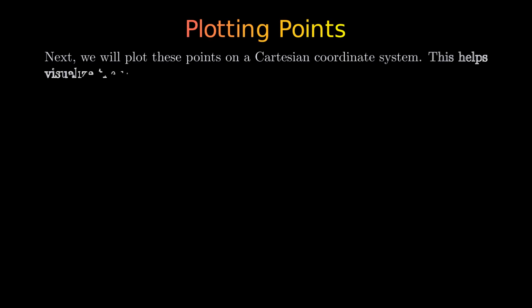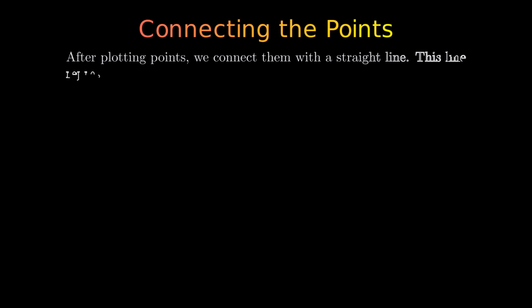Next, we will plot these points on a Cartesian coordinate system. This helps visualize the relationship between x and y. After plotting points, we connect them with a straight line. This line represents the function described by y equals 2x plus 1.